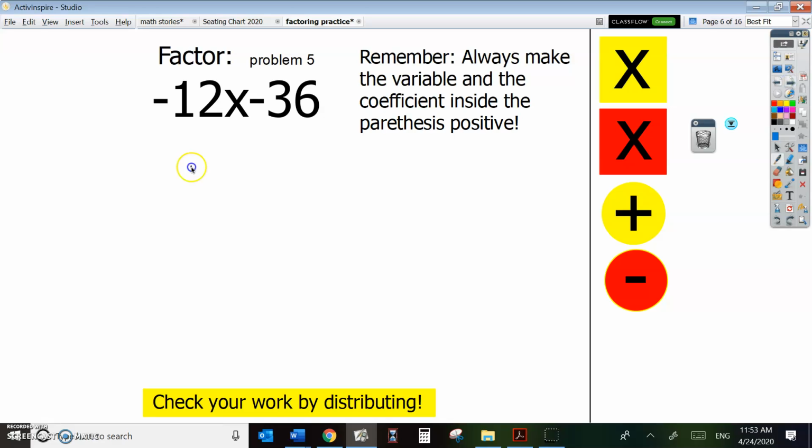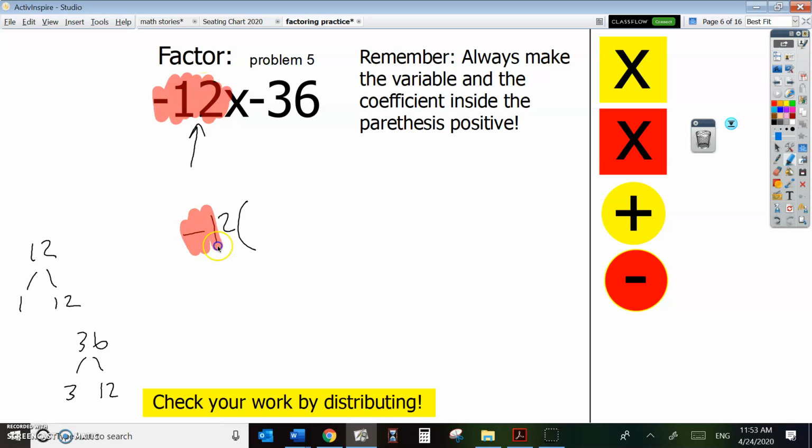We have a negative coefficient. That means a negative number in front of the variable. So you need to factor out something that's negative. 12 and 36 both have a factor of 12. So factor out the greatest common factor, and then your factoring is done more quickly. So go through those steps.